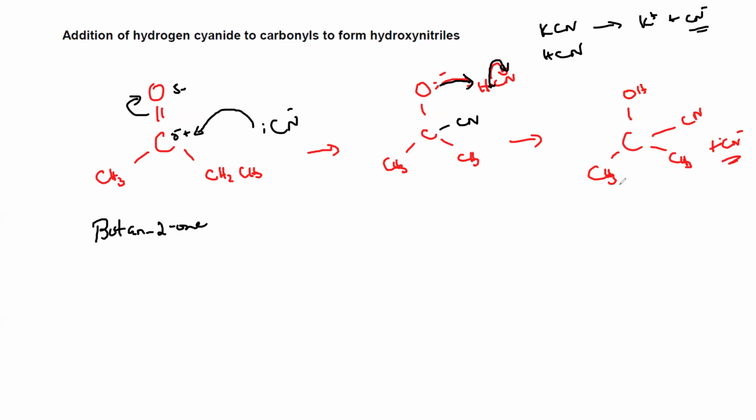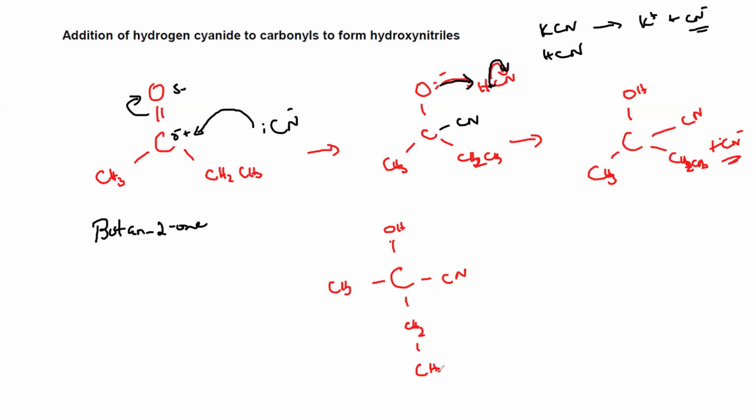Now, how to name a compound? Like how do we name this compound? We have this was CH2, CH3, and this is also CH2, CH3. How do we name this compound? So we have C, OH is there, CH3 is there, CN is there, and this is CH2 and then CH3.